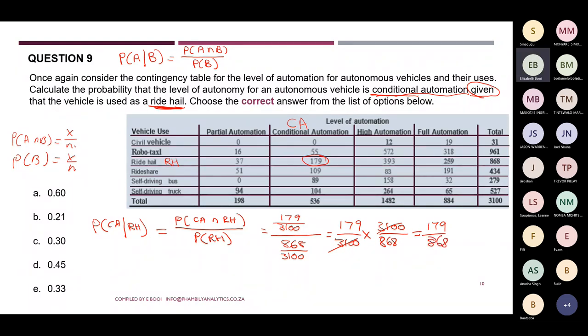What is the answer? The answer is B. The answer is 0.21. That's correct. And that's how you will find the answer.